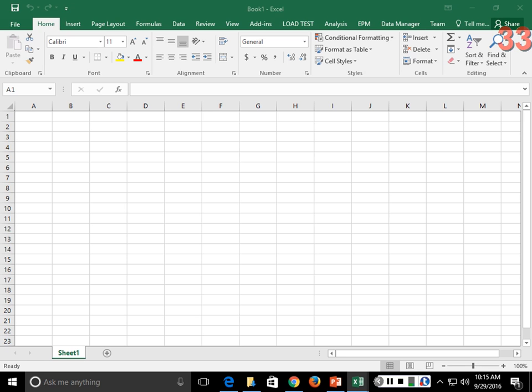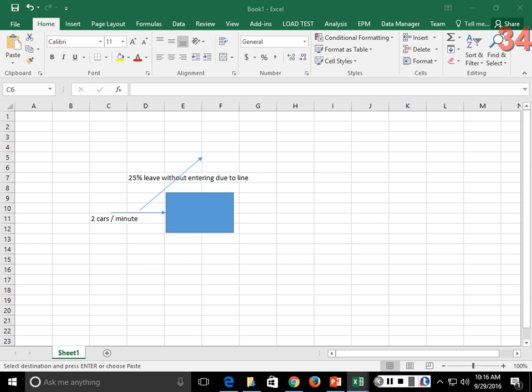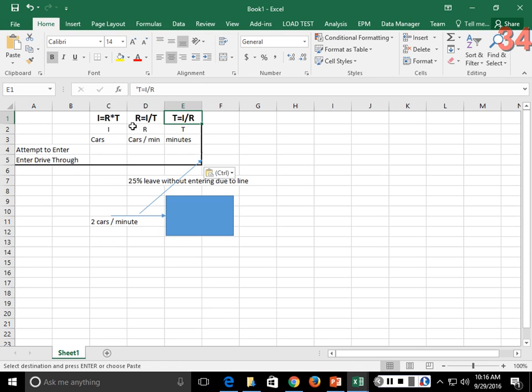Okay, so our question is, let me show you the diagram of what that looks like. So we've got 2 cars per minute that are trying to enter. 25% are leaving without entering due to the line. Okay. And so if I'm going to draw my table, it's going to look like this. I need inventory, throughput, and flow time, right? And you can see that I almost always just put the formulas up here to keep me honest with what I'm doing in the table.